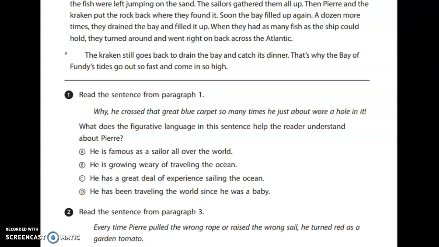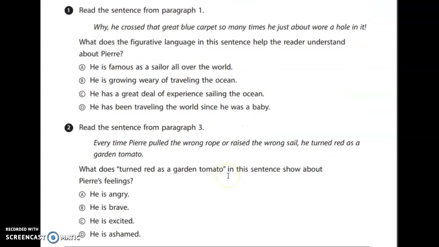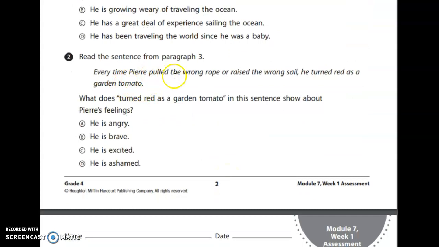The answer here is C. So if you are sitting on the ground, you are correct. It is telling us about how much experience he has. Number 2. Read the sentence from paragraph 3. Every time Pierre pulled the wrong rope or raised the wrong sail, he turned as red as a garden tomato.